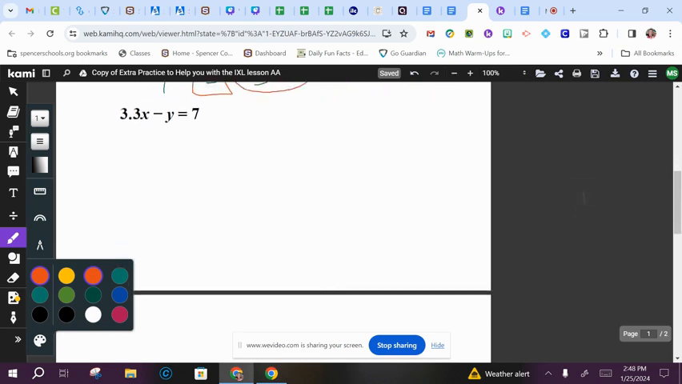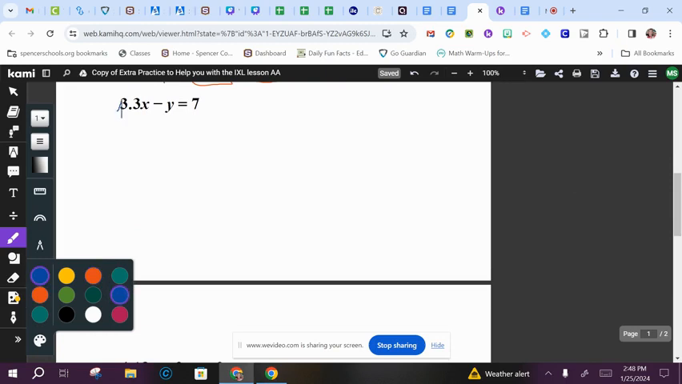Next problem. And I'll just get rid of this so it's not so complicated. Same steps. First step, hopefully you're kind of doing this in your head as I go here. You take away 3x's again.